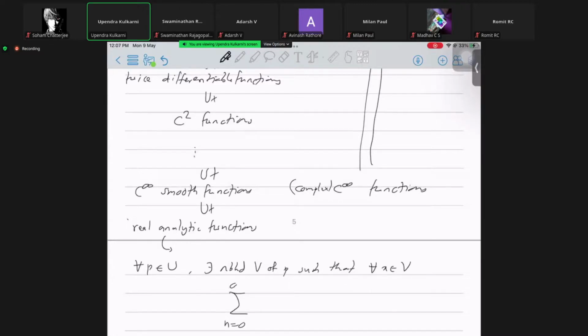So this is the sum from 0 to infinity, and this is just one variable. The nth derivative of f at p, the point I used, divided by n factorial times (x minus p) to the n. And what needs to happen? This Taylor series actually converges and it is equal to f of x. And this is supposed to happen locally at every point. Okay. So this is what a real analytic function is.